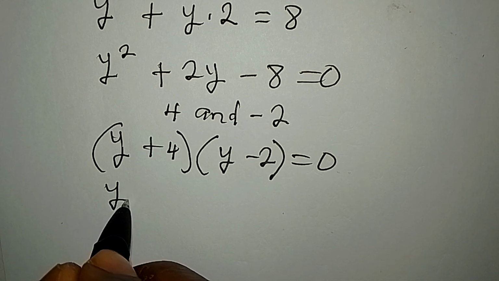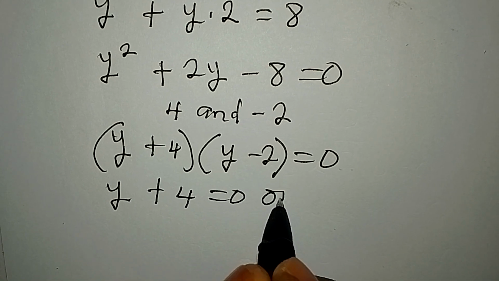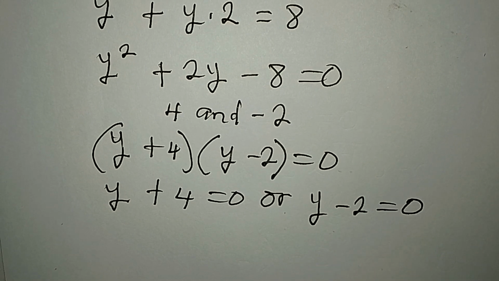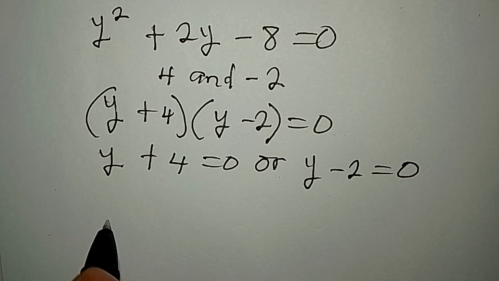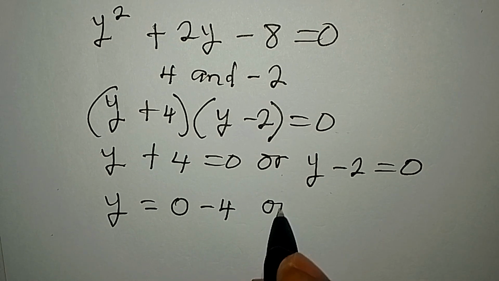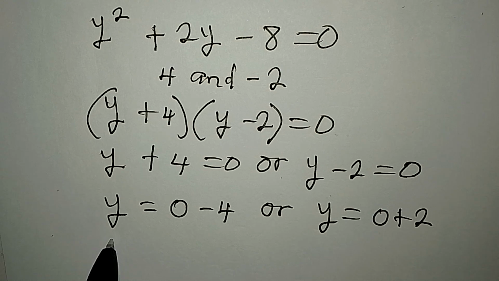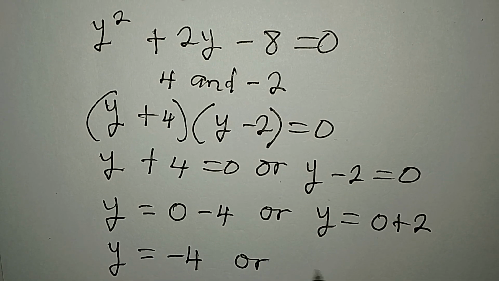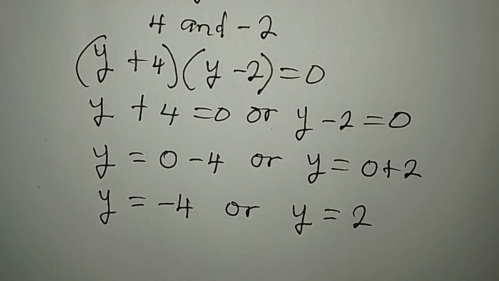Now we have y plus 4 equal to 0, or y minus 2 equal to 0. Remember, we are looking for only the real solution. Now, y from here will be equal to 0 minus 4, or y will be equal to 0 plus 2. So y is equal to minus 4, or y is equal to 2. This is what we have.